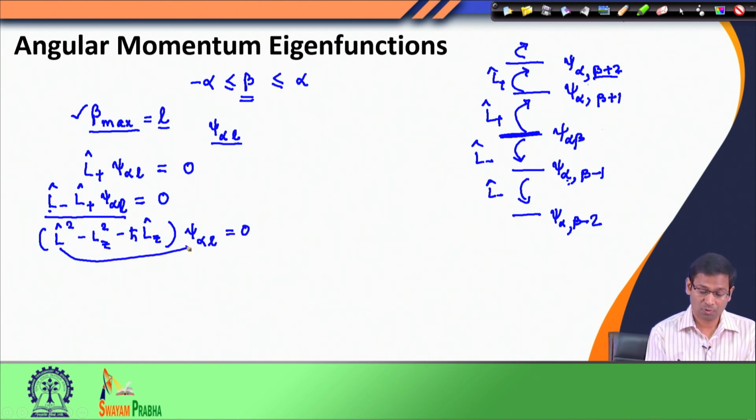When I apply L square on psi alpha L, I know psi alpha L is an eigenfunction of the L square operator with eigenvalue alpha square h bar square. When I apply L z square on this function, this function is an eigenfunction of the L z operator with an eigenvalue of L h bar, because this is the place for beta. So, this I will get as L square h bar square minus h bar. When L z acts on this psi alpha L, I will get L h bar psi alpha.